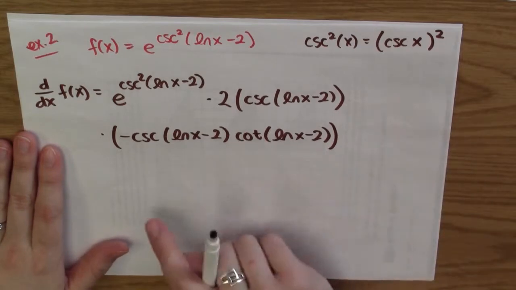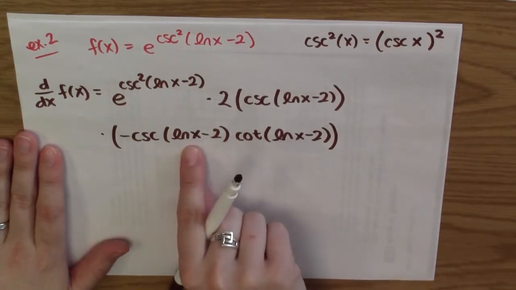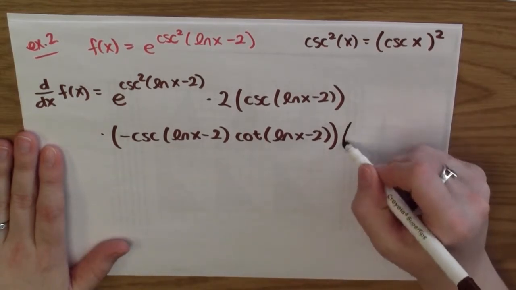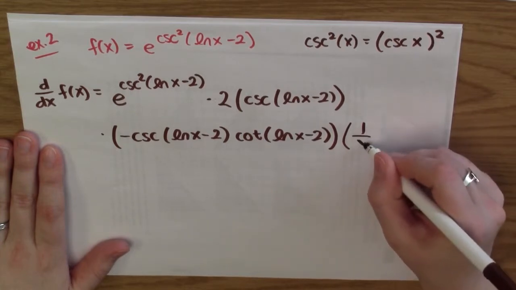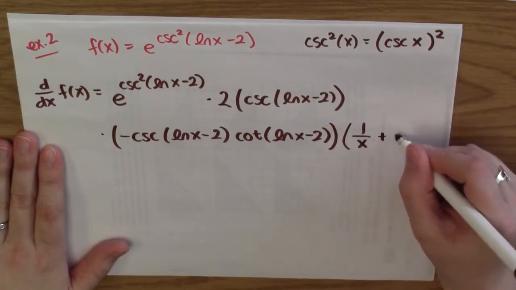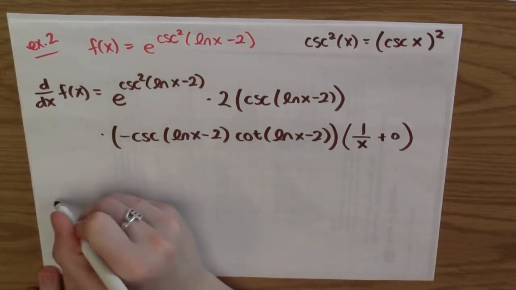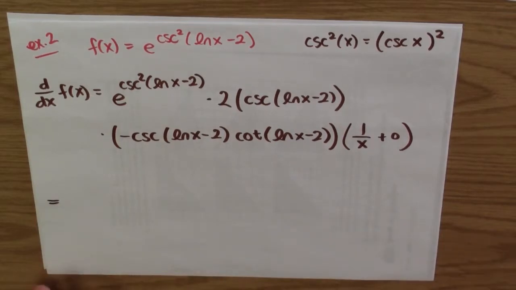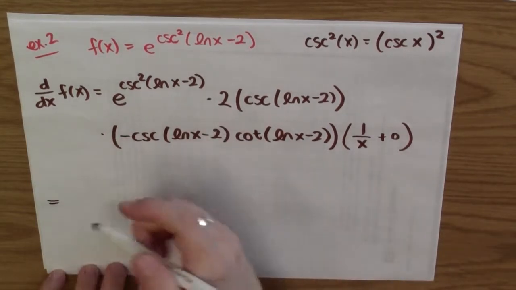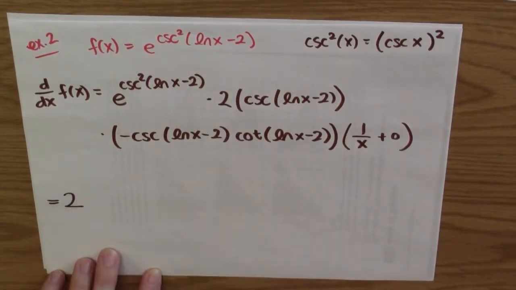Now I have to move to the next innermost function, which is natural log of x minus 2, and the derivative of natural log of x is 1 over x, and the derivative of minus 2 is 0. So again, I could clean this up a little bit just because it looks a little strange on 2 lines. We'll have to write it a little smaller to try to get it to fit, but this is the derivative that we want. So move the 2 to the front because it's a coefficient here.